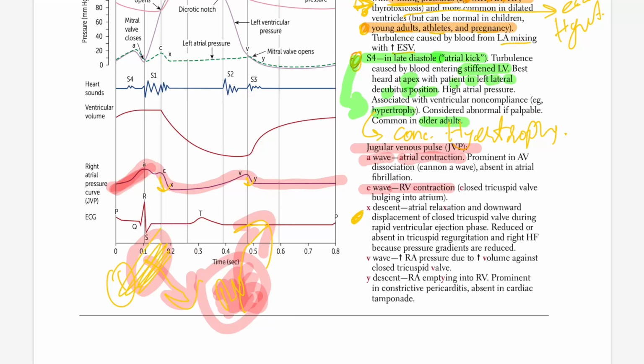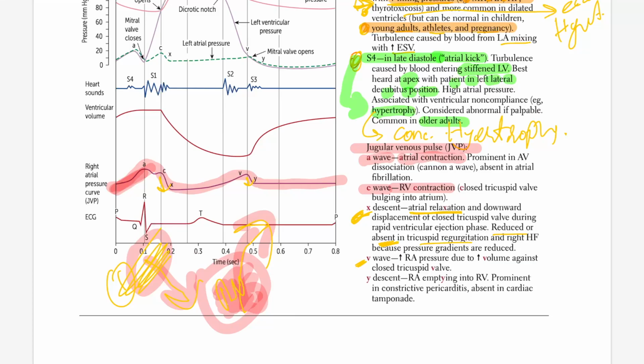So X descent is the atrial relaxation, and downward displacement of the tricuspid valve during rapid ventricular ejection phase. It is reduced or absent in tricuspid regurgitation and right heart failure, absent because gradients are reduced. The important thing is atrial relaxation, and these are the factors which could cause it, or it will be absent in these diseases. But what is X descent? Relaxation. V wave is simple.